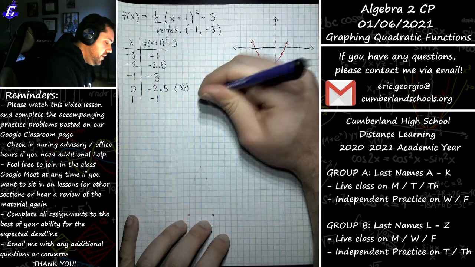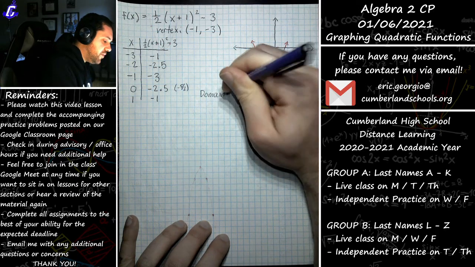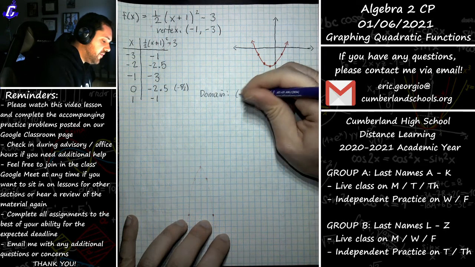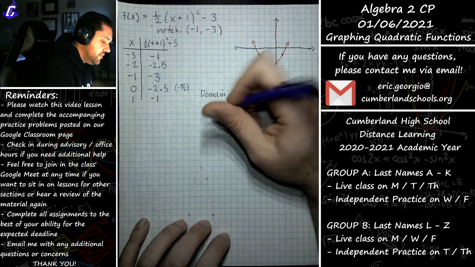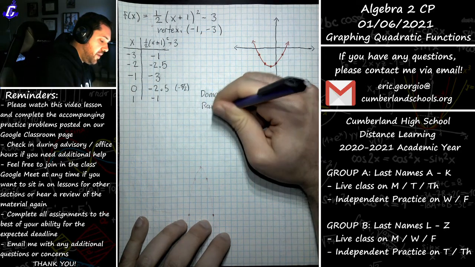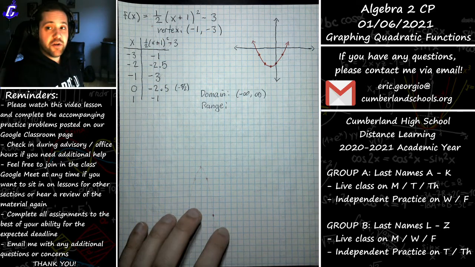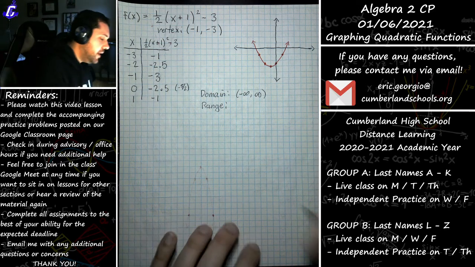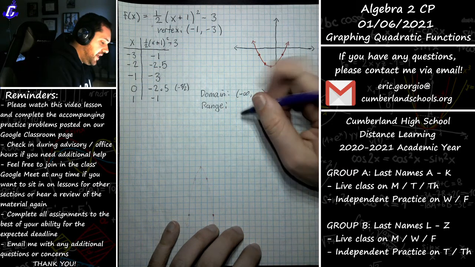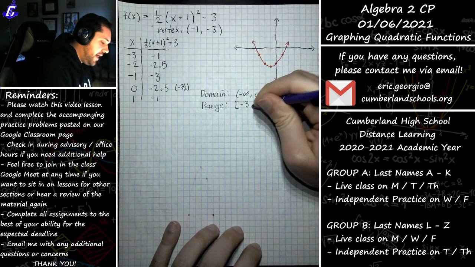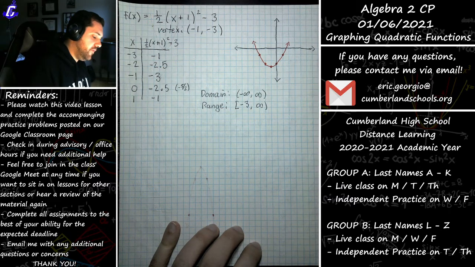We have our domain. Notice this parabola is extending forever to the left and forever to the right. It would therefore have a domain of all real numbers. You might be asking yourself, does a parabola always have a domain of all real numbers? Something to think about. How about the range? Let's see. How far down does it go? It goes down to -3 inclusive, so I'm going to use a square bracket, and it goes up forever, infinity.